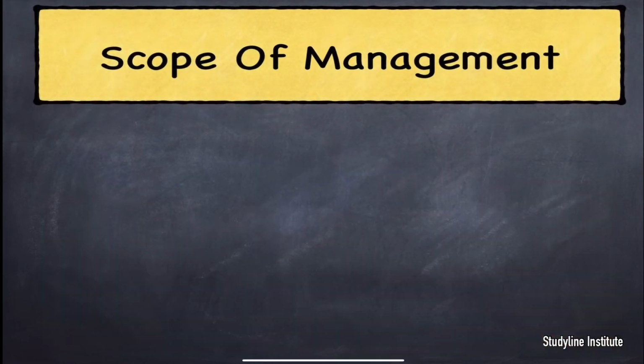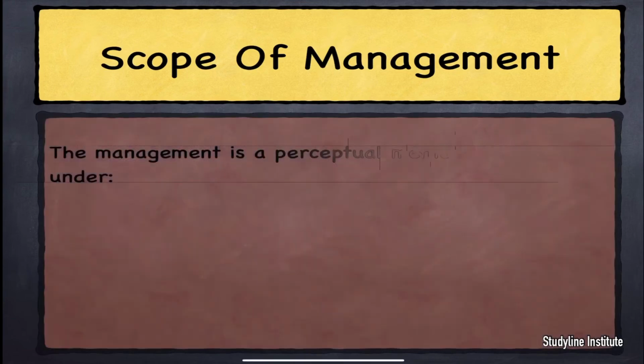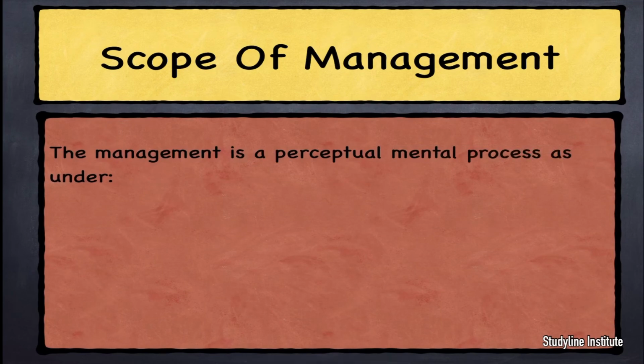Now the next topic is scope of management. What is a scope? Scope defines the circumference of activities. It serves as a basis for any task, functions, authorities for the determination of management. So management का scope क्या है? Management is a process, right? So we know that management is a perceptual mental process as under. कैसे process है ये हम देखते हैं.